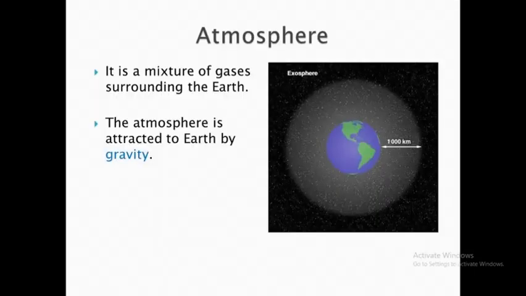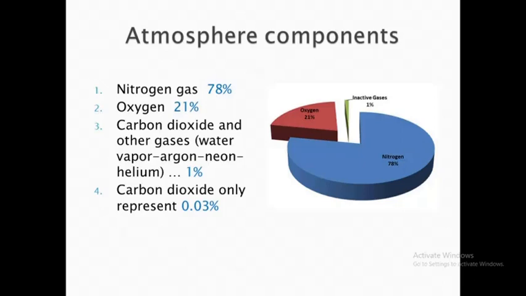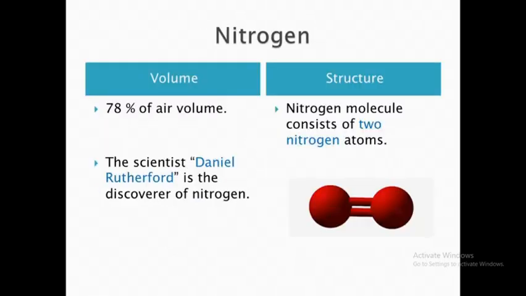We said before that the atmosphere is a mixture of gases around the Earth and stuck to the Earth by a force called Earth's gravity. And we said that the atmosphere is a mixture of gases like nitrogen, oxygen, and carbon dioxide. We said that oxygen is about 21%, and carbon dioxide about 0.03%. Now the nitrogen volume is 78%, so it is the most abundant gas in the atmosphere.